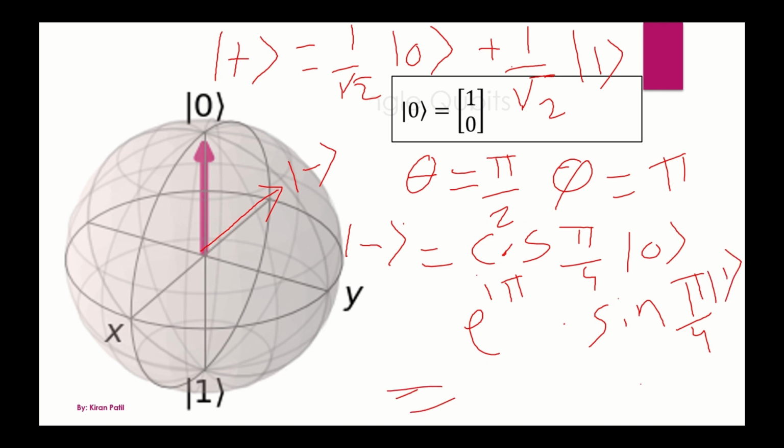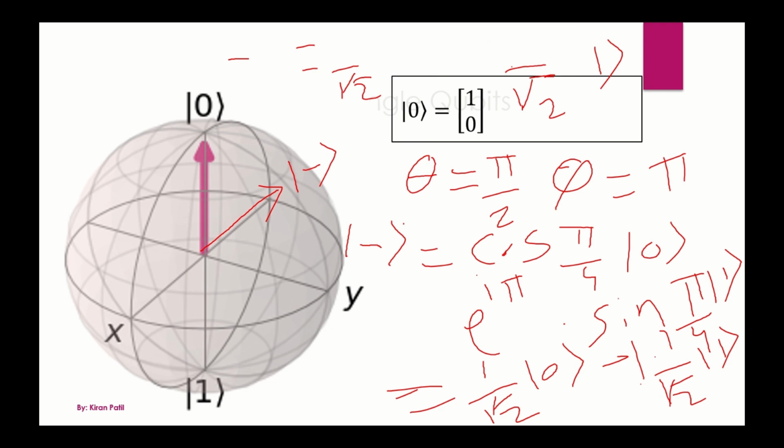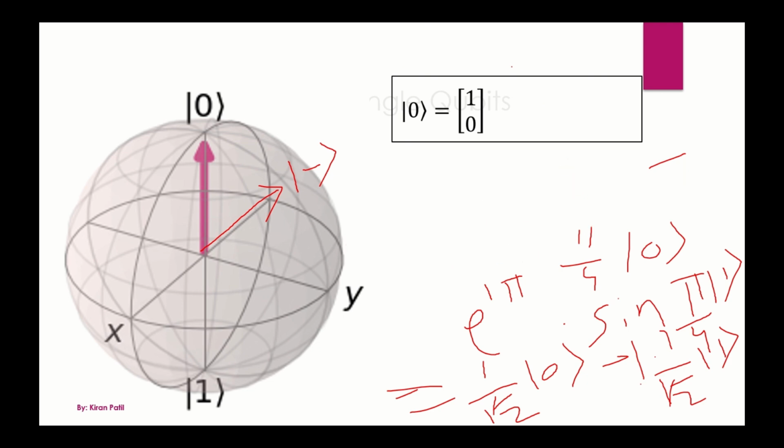So the value of cos pi by 4 is 1 by root 2 |0>. The value of e raised to i pi is minus 1, into sine pi by 4, which is 1 by root 2 |1>. So from here we have got the equation for |->. I hope from these two examples you understood how to calculate the qubit equation. So we will see the next equations.